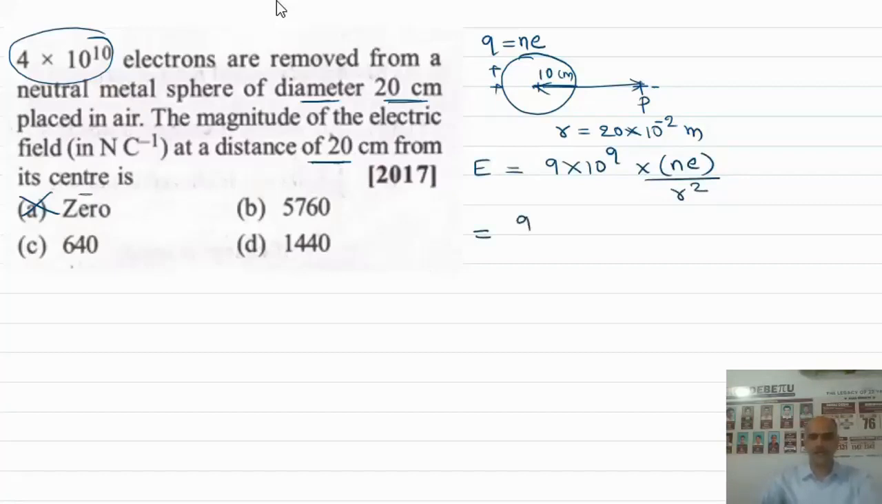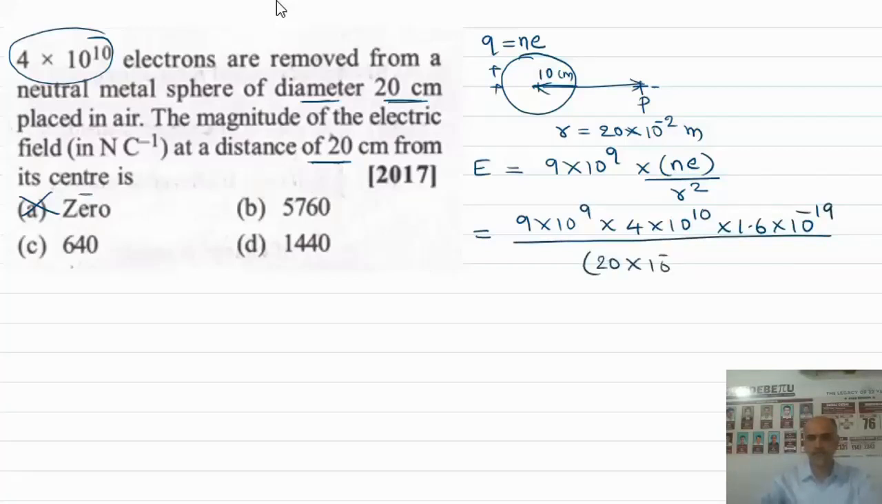So 9 into 10 raised to 9. The number of electrons removed is 4 into 10 raised to 10. The charge of an electron is 1.6 into 10 raised to minus 19. Whole divided by r square. R is 20 into 10 raised to minus 2, bracket square. So simplify, and we will have the value of E.